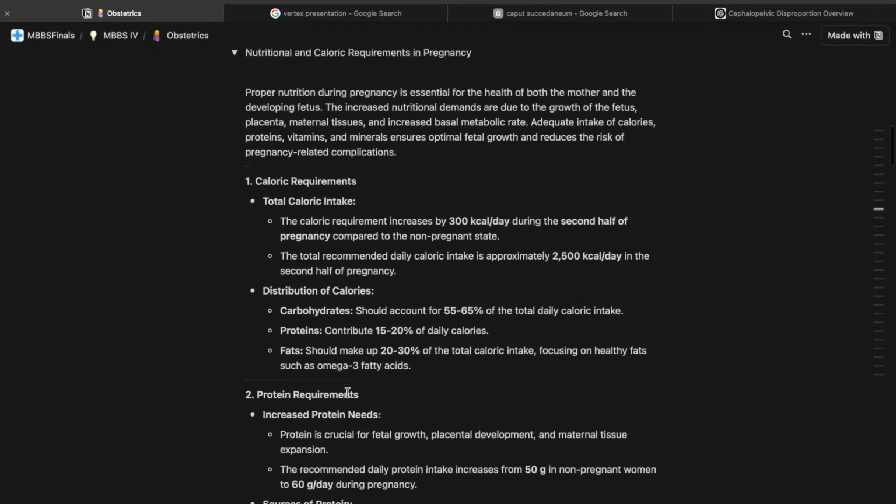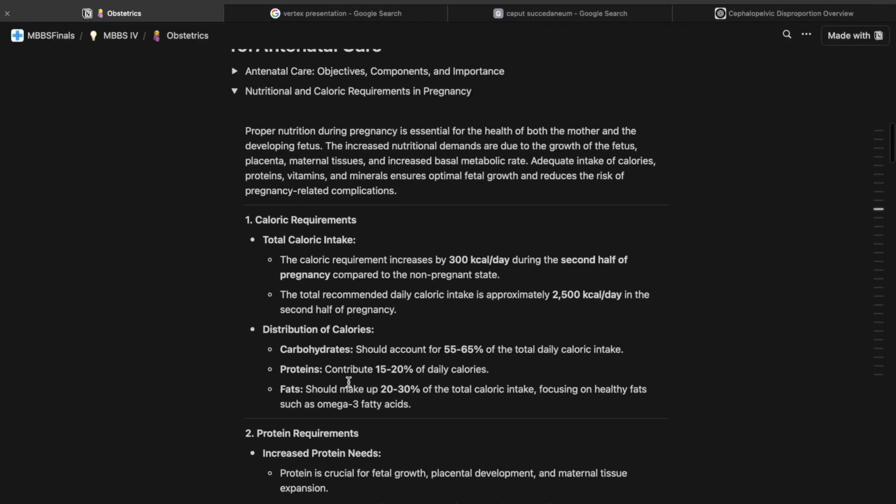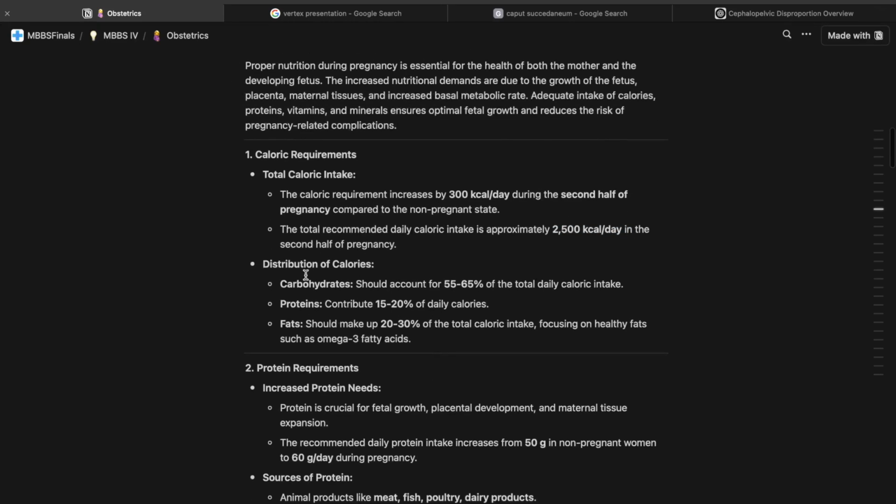First, calories. This is the energy requirement, total calorie intake, and how the calories should be distributed. The calorie requirement increases by 300 kilocalories per day during the second half of pregnancy compared to the non-pregnant state. The total recommended calorie intake is approximately 2500 in the second half of pregnancy. So when I add 300 to the normal state, it becomes 2500 kilocalories. And overall, what should be the division? Carbs 55 to 65%, proteins 15 to 20%, fats 20 to 30%.